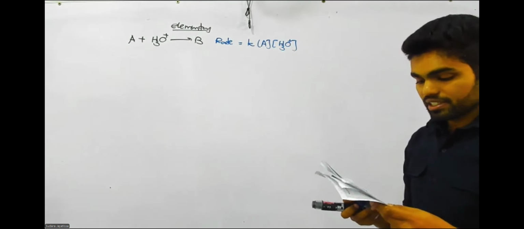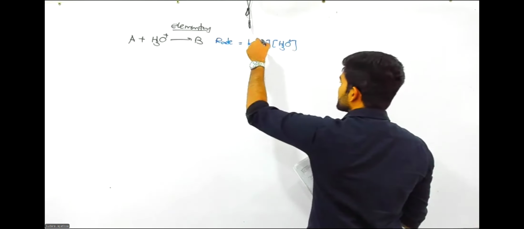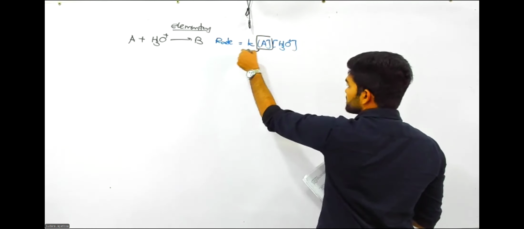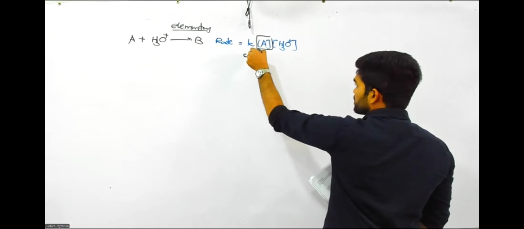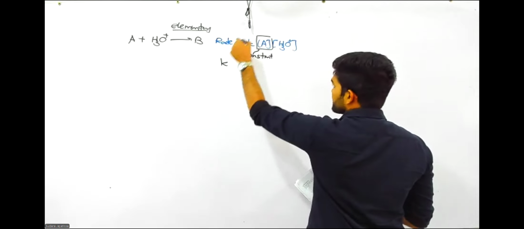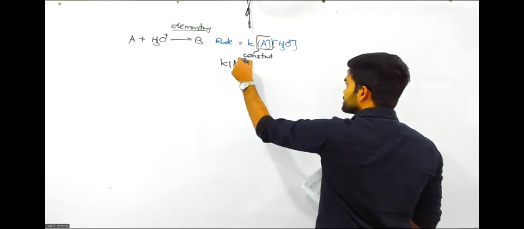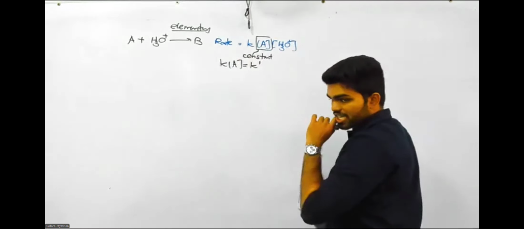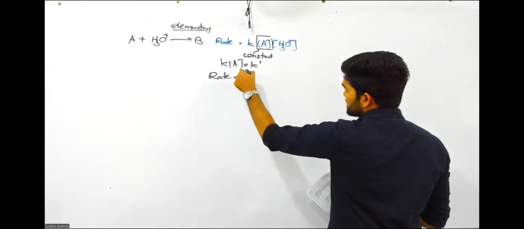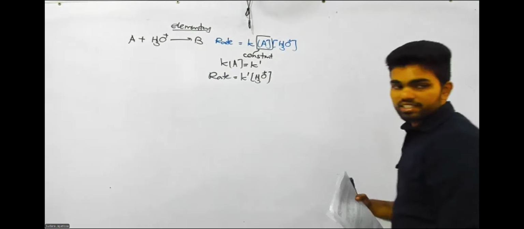It says, which of the following graphs is correct to represent the relationship between log rate and pH at a constant concentration of A? So now the concentration of A is constant. Then k times the concentration of A you can consider as k dash. Then you can say rate equals k dash times H3O plus concentration. You can get this relationship now.